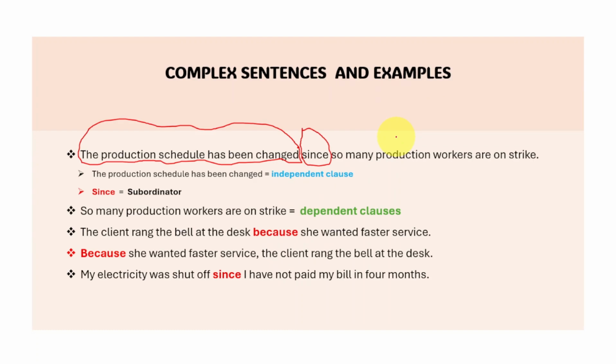This is the one I'm talking about. Since so many production workers are on strike. So, this is a conjunction. Now, so many production workers are on strike. Okay, so here is the dependent clause.